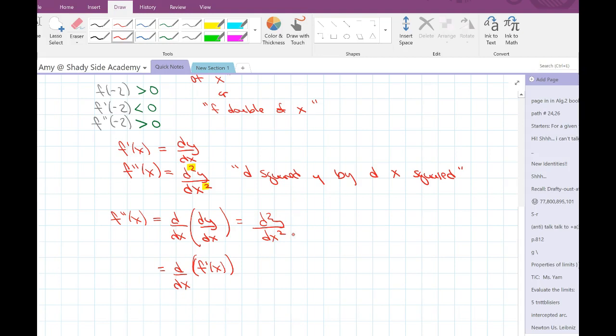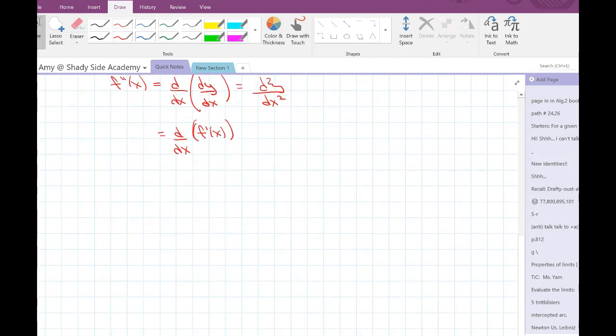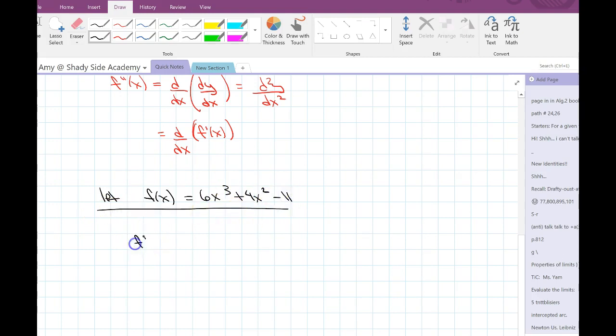All right? Now let's just practice taking the second derivative. You're going to notice a couple of things here. Let f of x equal 6x cubed plus 4x squared minus 11. Everyone, go ahead and take the first derivative. F prime of x equals what? Very good, 18x squared plus 8x. What is the derivative with respect to x of negative 11? It is 0. Let's take the second derivative. F double prime of x is going to equal 36x plus 8.